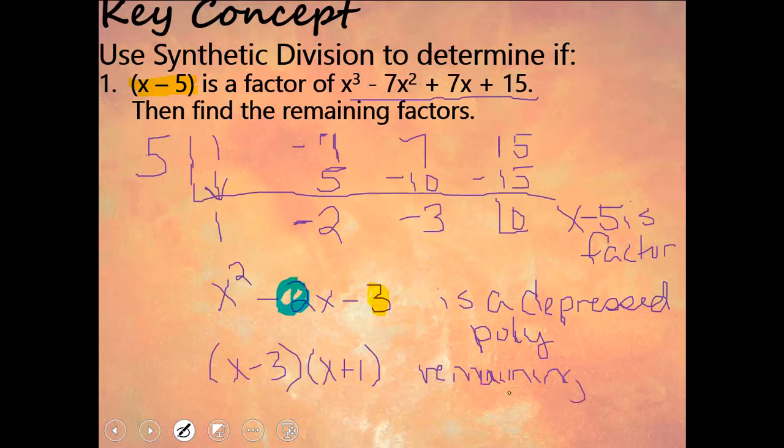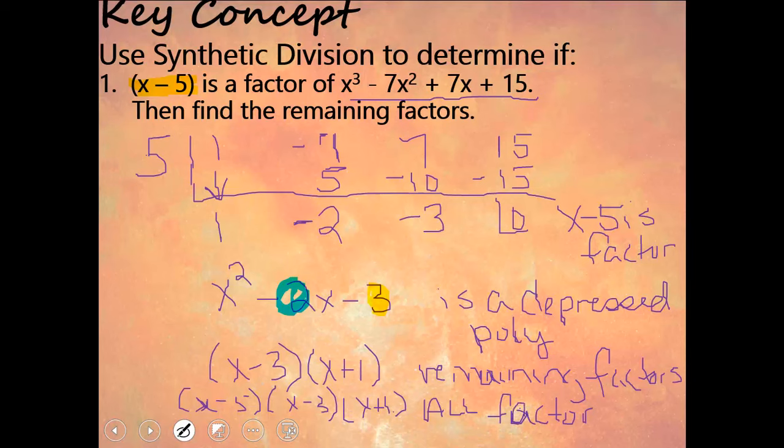Remaining factors. To list all the factors, you would have to include the x minus 5, the x minus 3, and the x plus 1. These are all of the factors. Now you see that we're in a great position to solve and find all the zeros, because we can then set each one of those factors equal to 0 and find all the solutions, and that's where we're headed in the next couple of days.